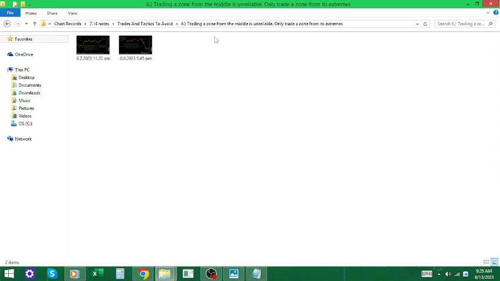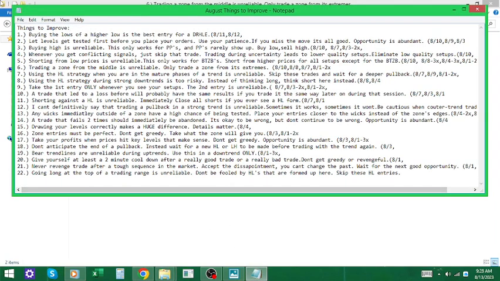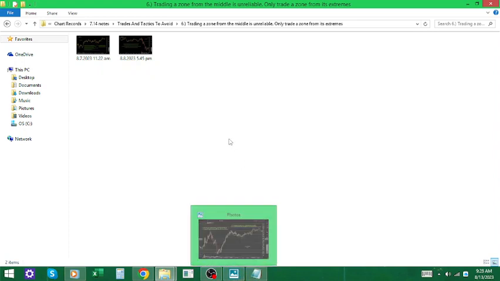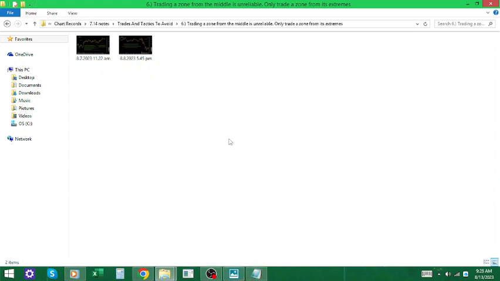So then let's talk about number 6. Trading a zone from the middle is unreliable. Only trade a zone from its extremes. I say that because if you trade from the middle, you really open yourself up to anything happening. The possibilities are endless. Prices could come back up to the top of the zone, or they could come back down to the bottom of the zone.